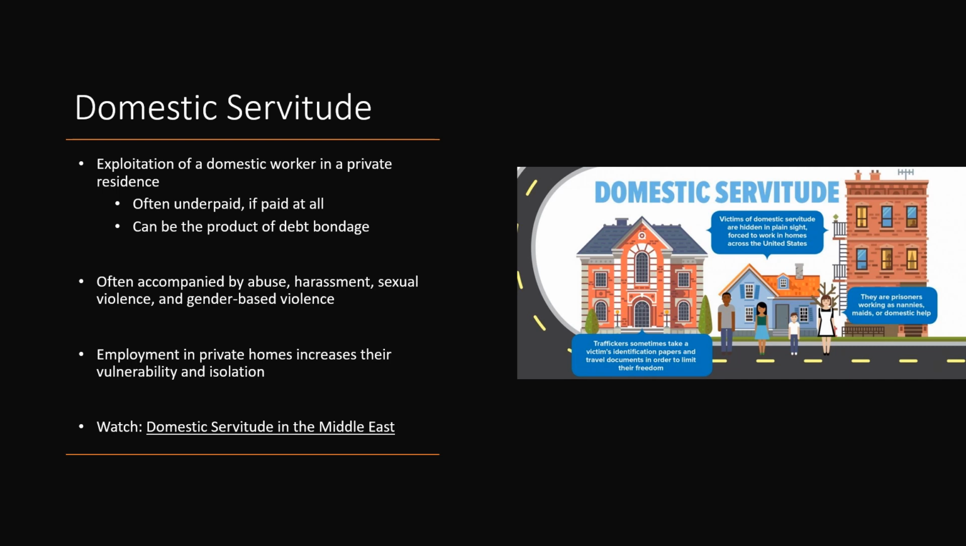You can read kind of what I have on the screen there, but this is huge in the Middle East. We see domestic servitude a lot in the United States by bringing over nannies or au pairs or something like that. But it really is a form of slavery that still is accessible.